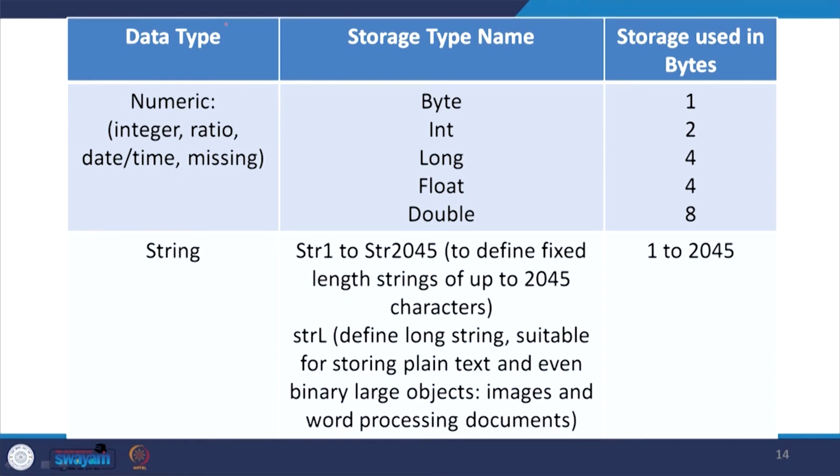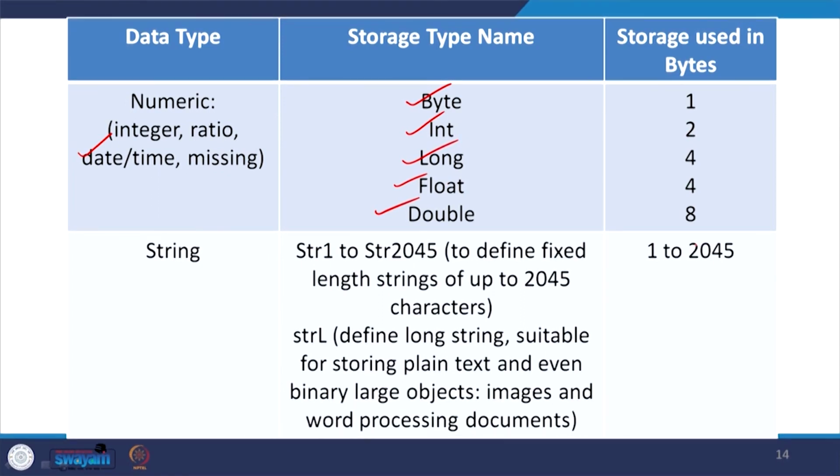Like numeric data, it is either an integer, a full number, or a real number, or in ratio format, in date or missing format. Missing data are also there, and they are generally given as numeric numbers. So, the storage type is either byte, int, long. I will show you in the variable window. Float or double, they consume byte space: 1 for a byte, 2 for an integer, similarly 8 for a double.